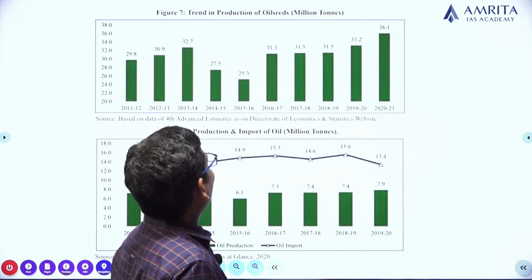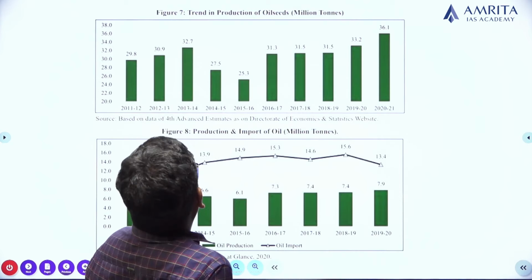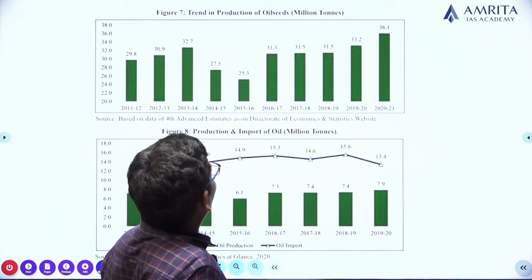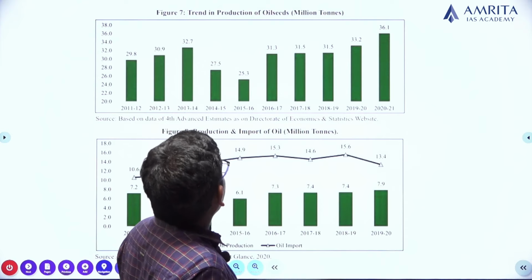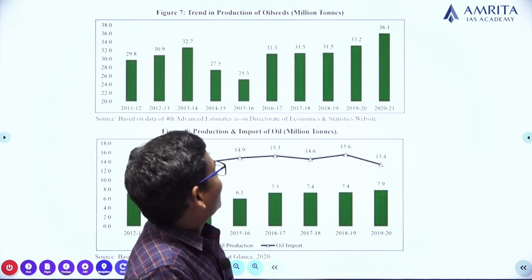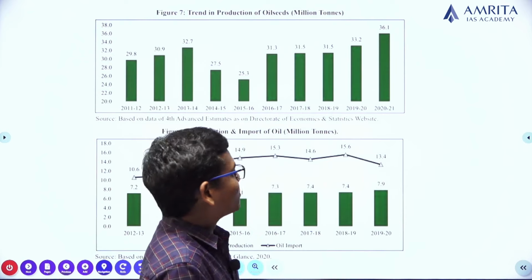Next, trends in production of oil seeds. Oil seeds production is increasing every year. See, from 2015-16, 31, 31.3, 0.5, 33.2, 36.1.